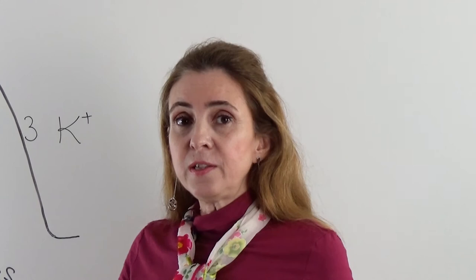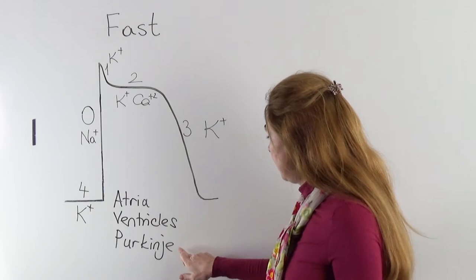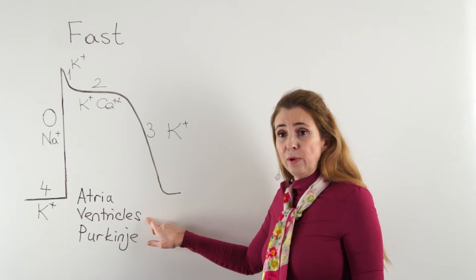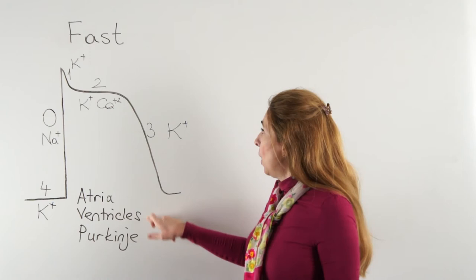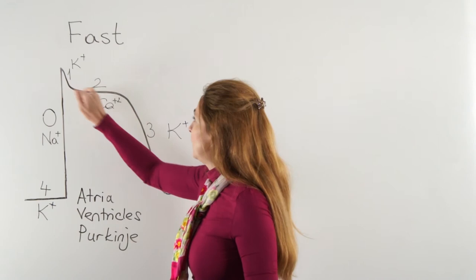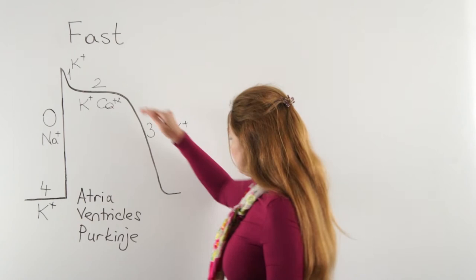Phase one of the fast action potential, or in other words, rapid repolarization, is more prominent in the cells of Purkinje and in the cells of the atria, but there's a little bit of difference when you talk about the cells of the ventricles. The ventricular cells on the epicardial side have a more prominent phase one, like Purkinje and atria, but endocardial ventricular cells have a less prominent phase one compared to all the other three types of cells. This phase is followed by phase two, which is also called the plateau phase.